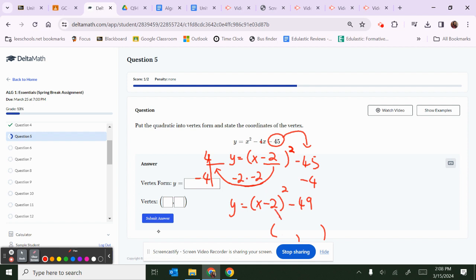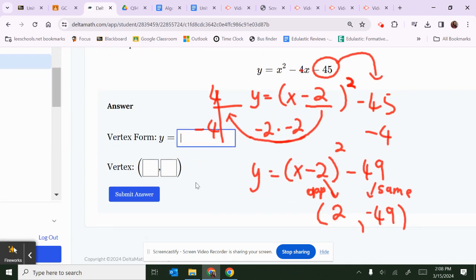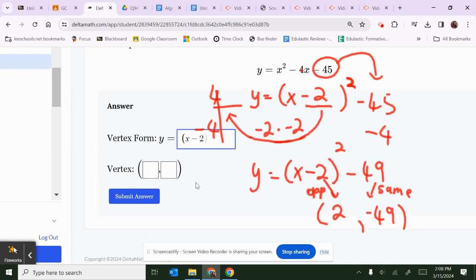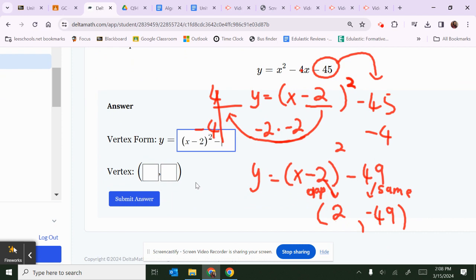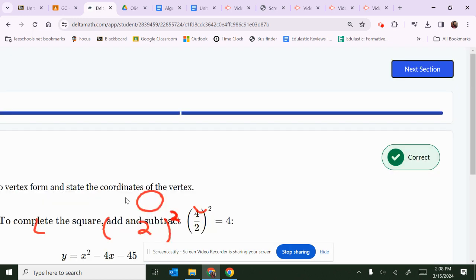So your vertex is the opposite of that number inside of the parentheses, and the same as the number on the outside. So opposite of a negative 2, positive 2, same as negative 49, negative 49. So let's go ahead and put our answer in, guys. Again, they already typed the y for you. So you would type parentheses x minus 2 parentheses squared, minus 49. And your vertex is 2 and negative 49. Just like that.